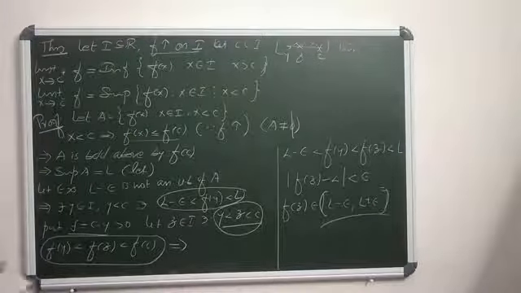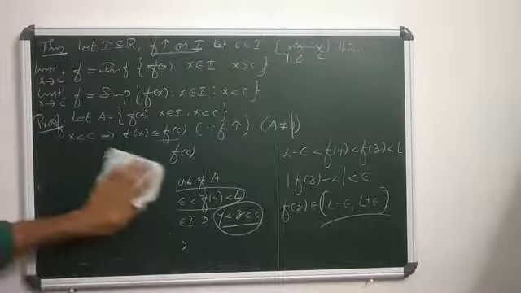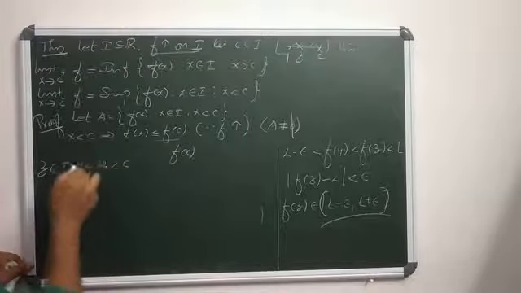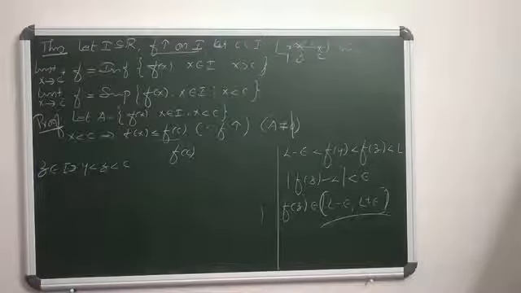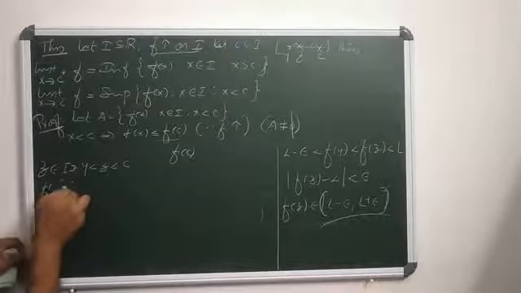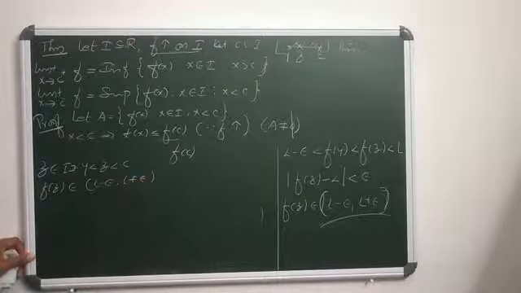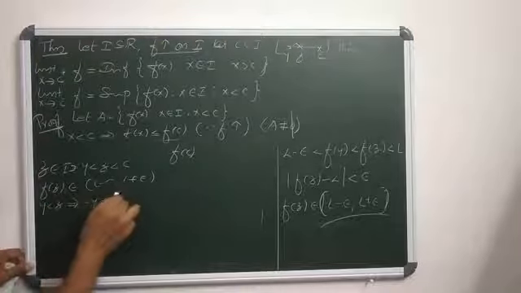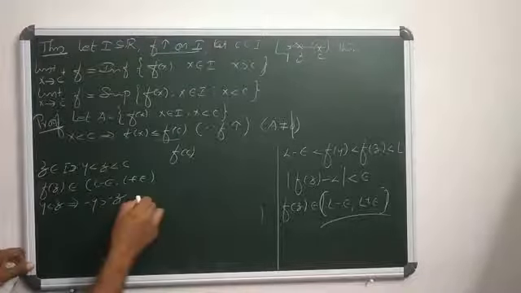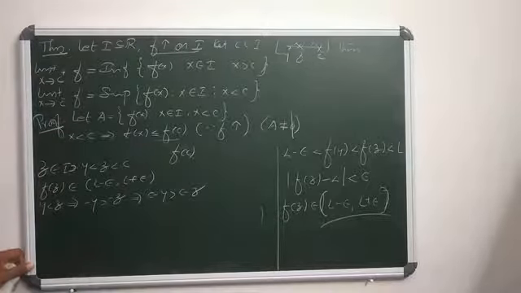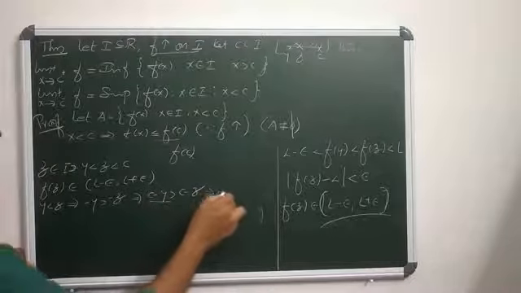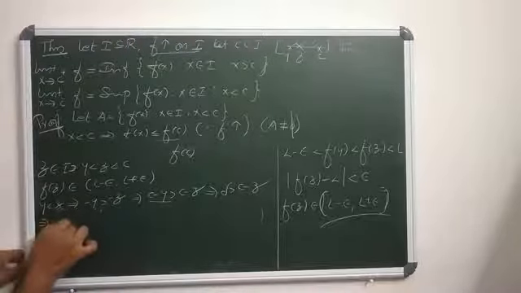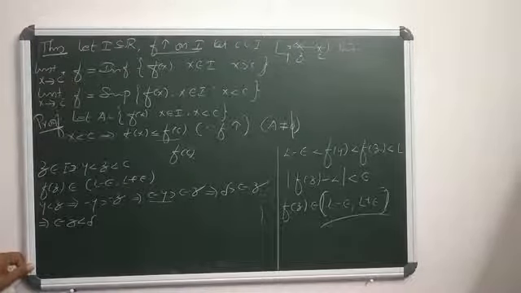So z falls in I. Now again, how to choose this z? Choose z in I such that y is less than z less than c. Then we obtained f of z falls in the open interval L minus epsilon, L plus epsilon. Consider y less than z. That means minus y is greater than minus z. So c minus y is greater than c minus z. Clear? What is c minus y? That is delta. That means delta is greater than c minus z, or c minus z is less than delta.